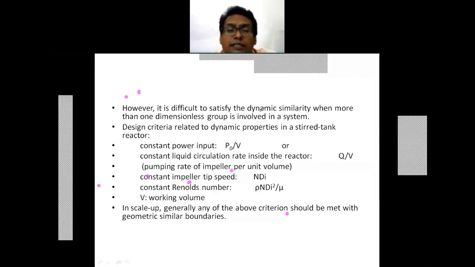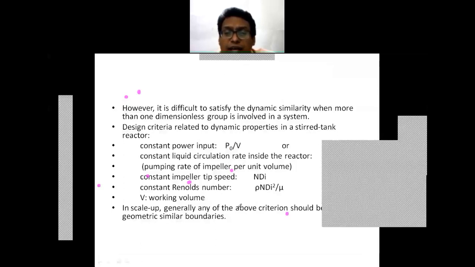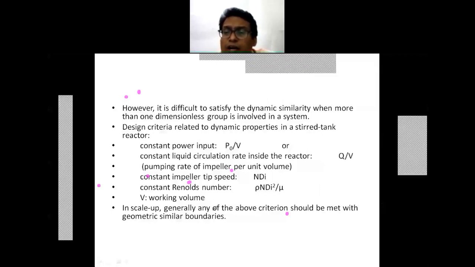Now in this scale up, generally any of the above criteria should be met, and should satisfy to give you the resultant output. So scale up, generally any of the above criteria should be met with the geometric similarity boundaries.